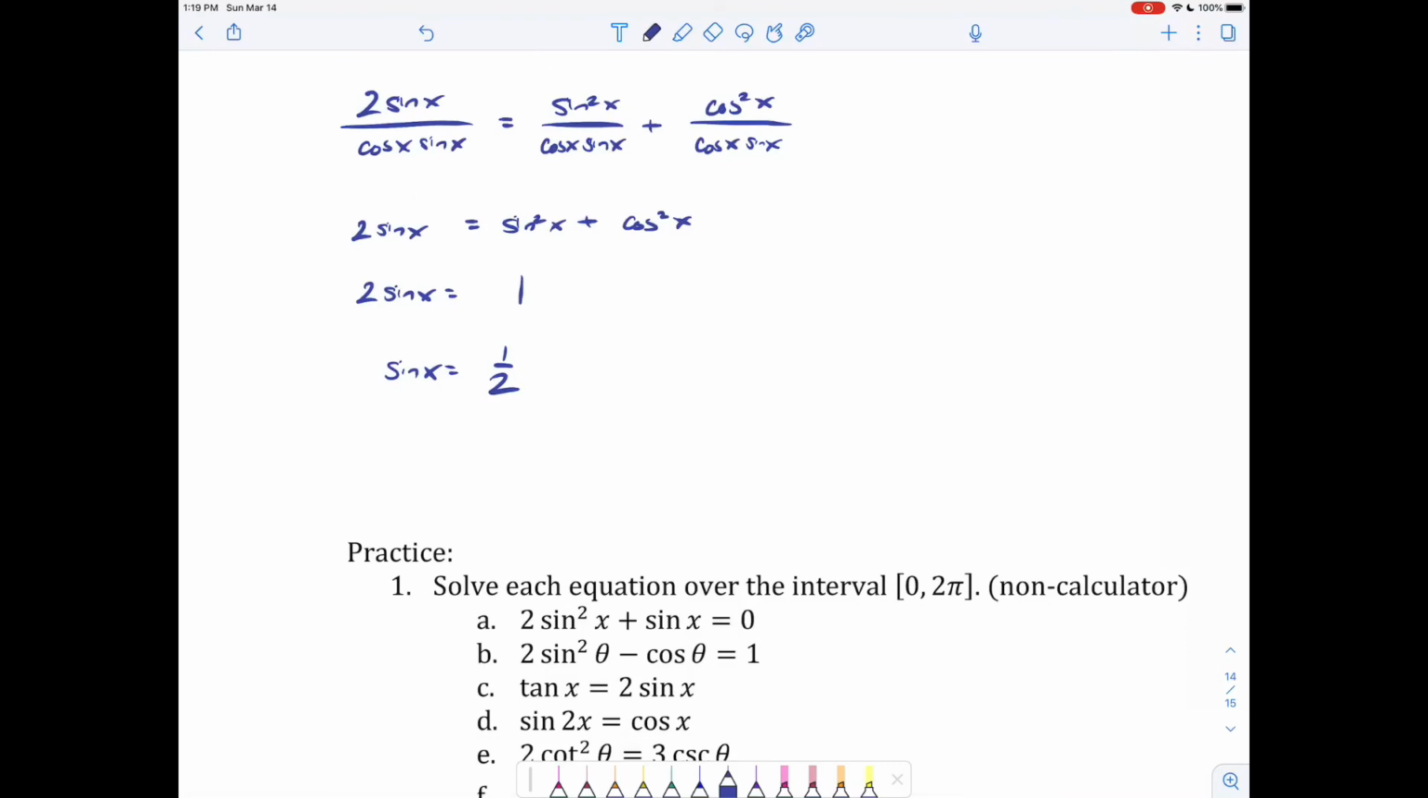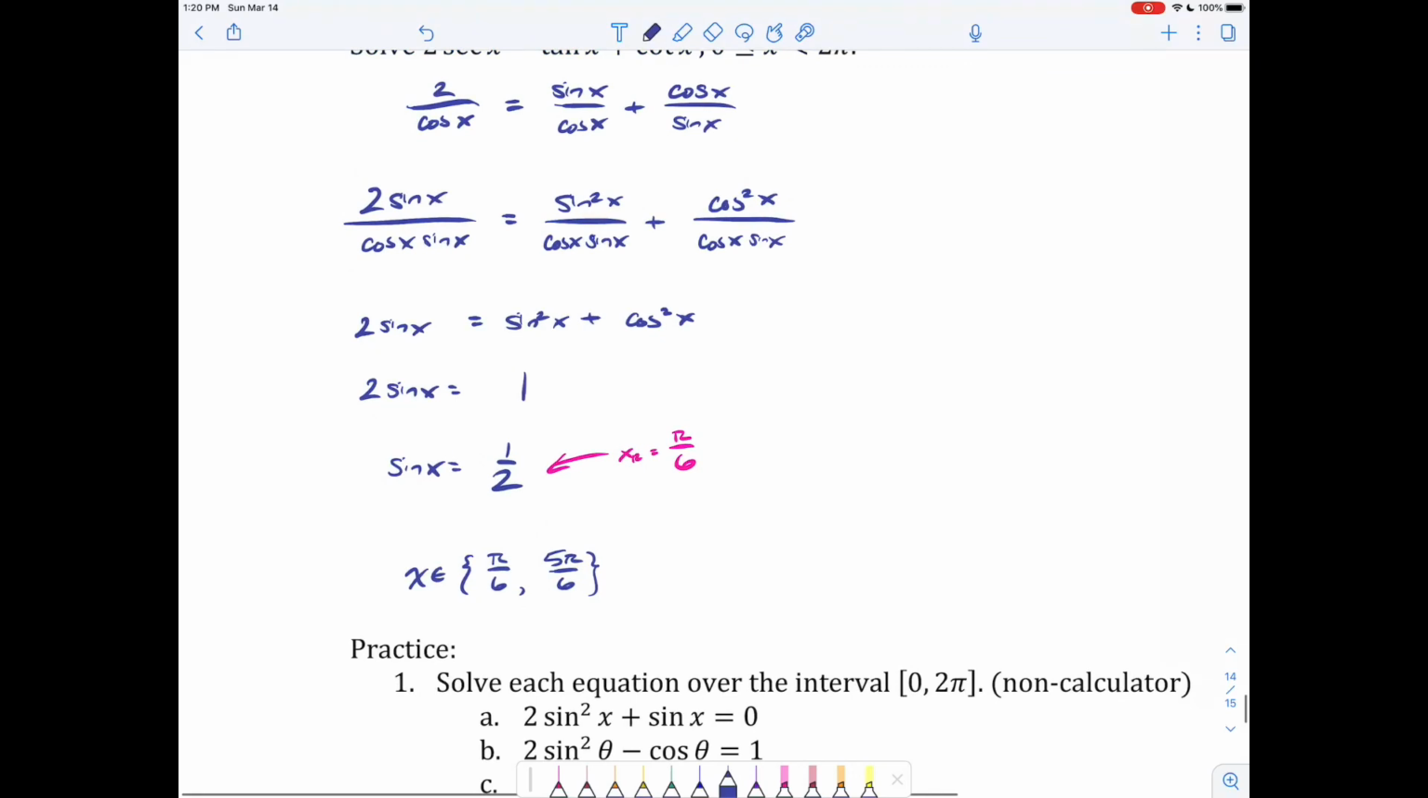Neat. This gives us a reference angle of 30 degrees, which is pi over 6. We're in quadrants 1 and 2. So in quadrant 1, we're that. And in quadrant 2, we are that. Once again, just be aware of the potential for restrictions. We do not want cosine of x to be 0. We do not want sine of x to be 0. And that hasn't happened here.